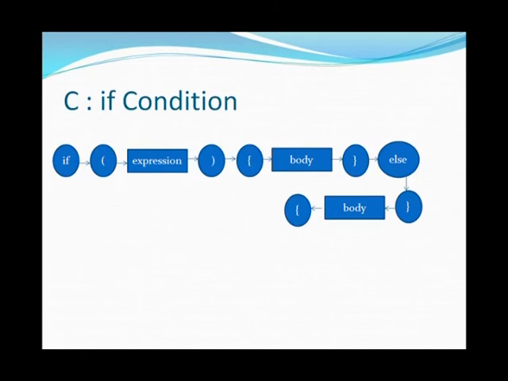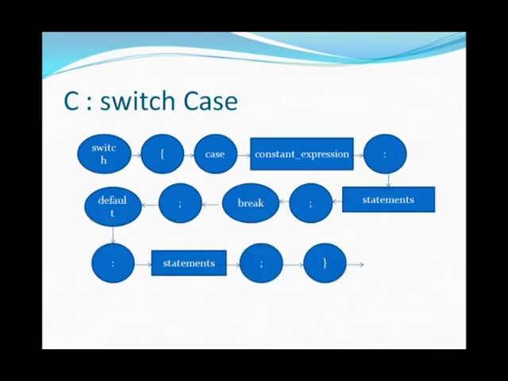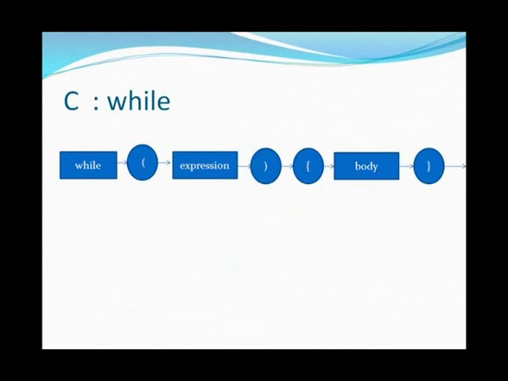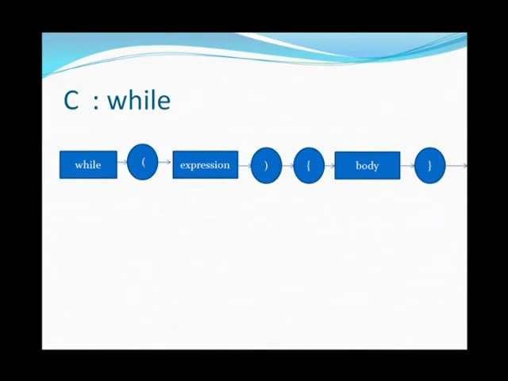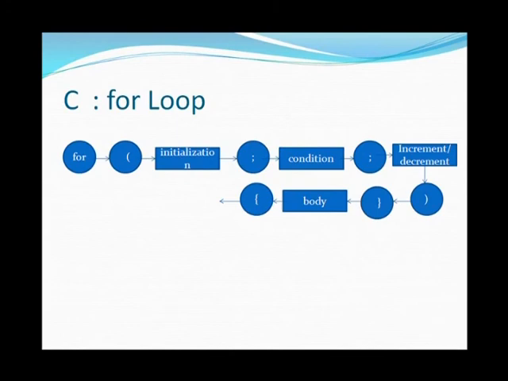This is the syntax graph for if condition in language C. Switch case. This is the do while loop in C. This syntax graph shows while loop in C. For loop in C.